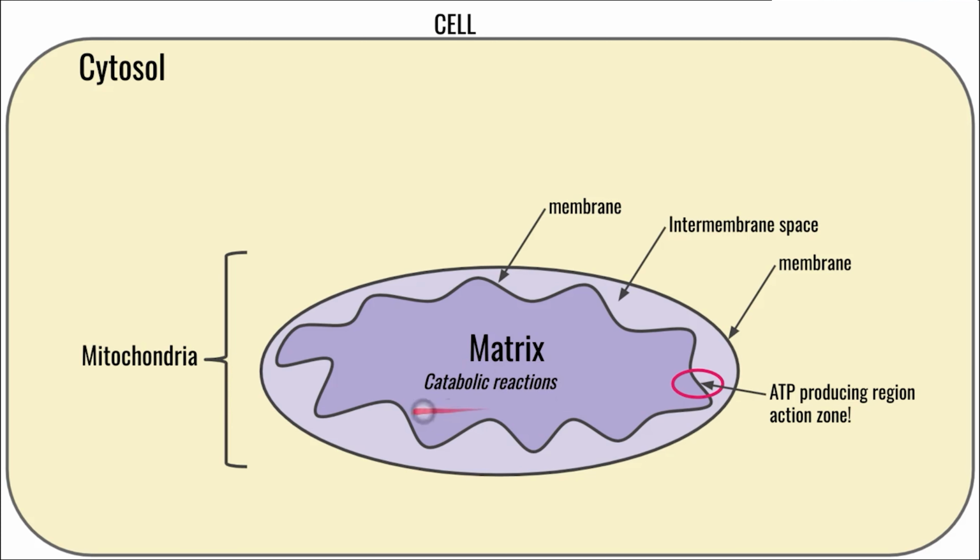And for the most part, most of our catabolic reactions are going to be taking place inside the mitochondrial matrix, whereas most of our anabolic reactions are going to be taking place out here in the cytosol, for the most part.